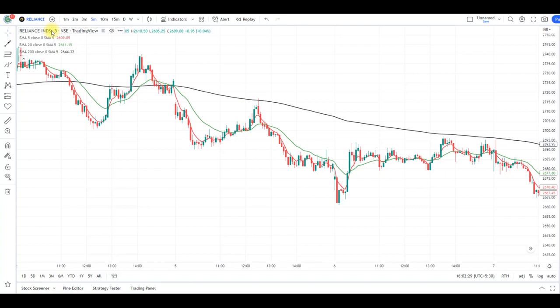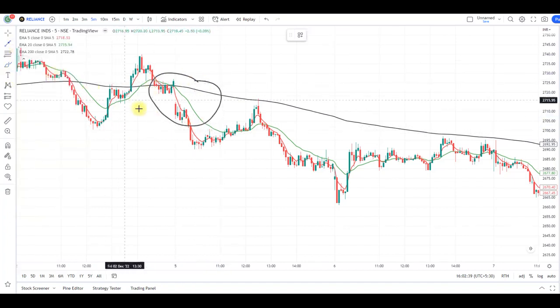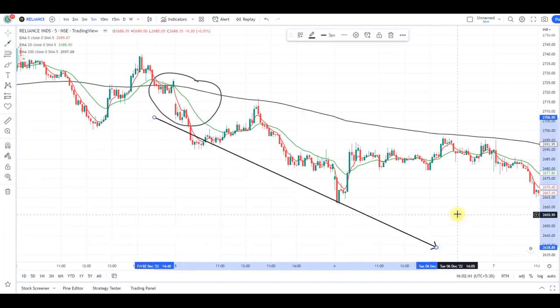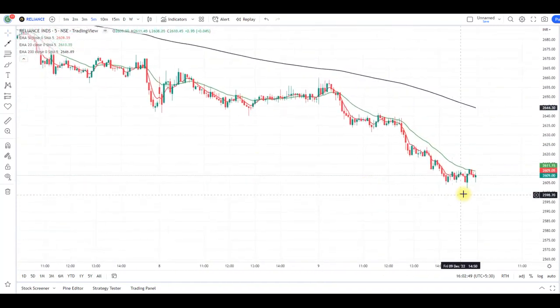This is Reliance Industries. The time frame is 5 minutes, and we can see that here the bearish crossover has happened. After that, Reliance has fallen down from here, from 2721 till 2605.